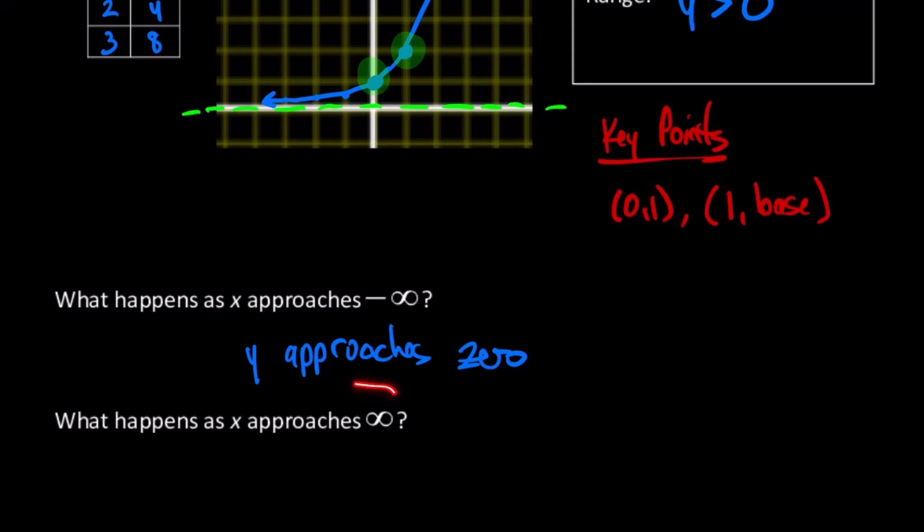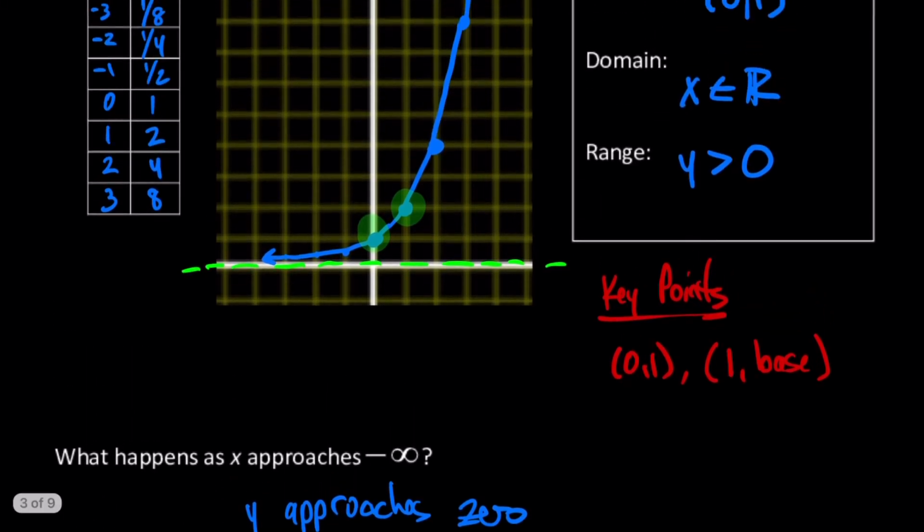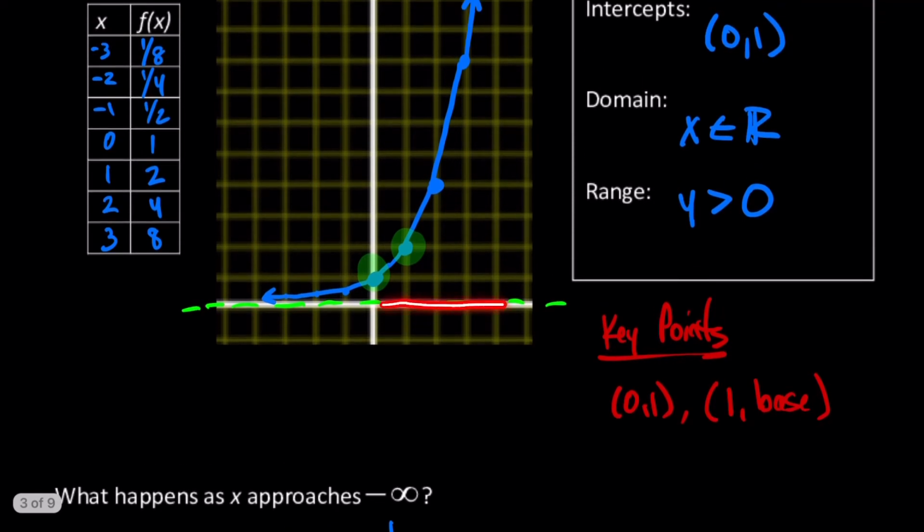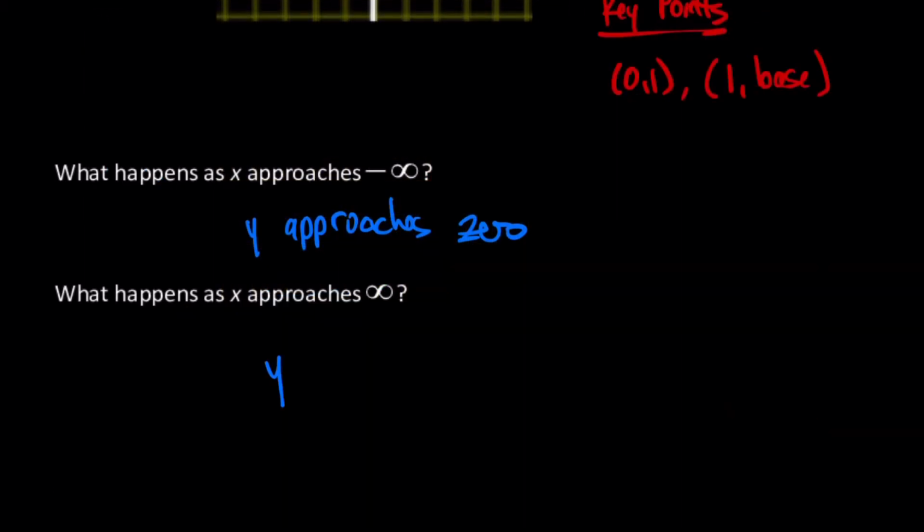So we say approaches 0. What happens as x approaches positive infinity? So as x approaches positive infinity, means we're moving to the right. Well, what's happening as we move to the right? Well, it keeps going up and up and up and up. We say y approaches positive infinity, or just infinity.